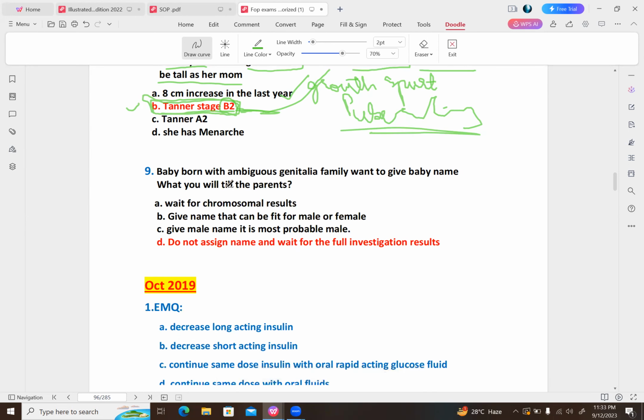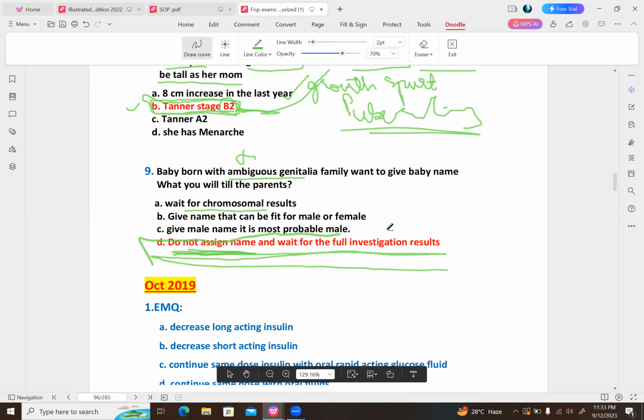Okay, this is about ambiguous genitalia and the family wants to give a name. No, you cannot assign a name before the investigations. Do not assign a name, okay? Wait for chromosomal results can also seem the correct option, but here it's not written that do not assign name. So you do not assign a name and wait for the full investigation results, okay? Karyotyping or hormone levels, whatever is awaited, just wait for it.